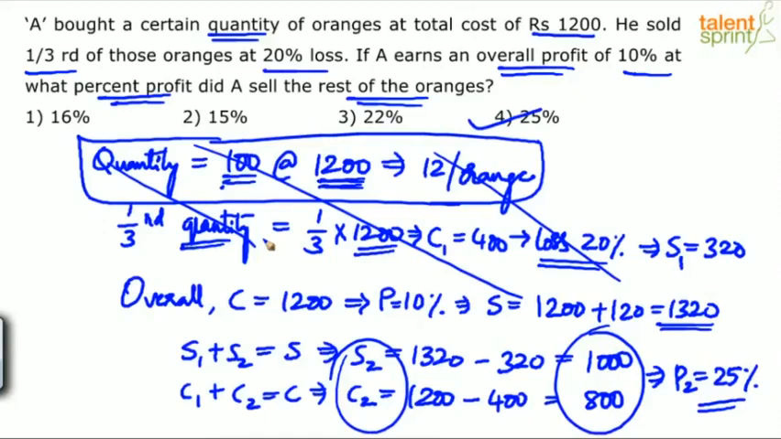But second part costing is 800. Your selling price is 1000. So how much is the profit? 200 rupees is the profit. 200 rupees profit on 800 is how much? 25%. So see, it may look to be complex and lengthy when I give all these steps, but I am doing it only so that you can understand it clearly.